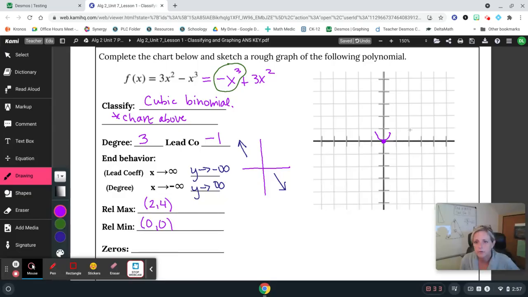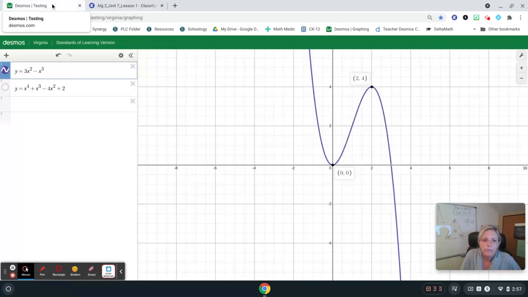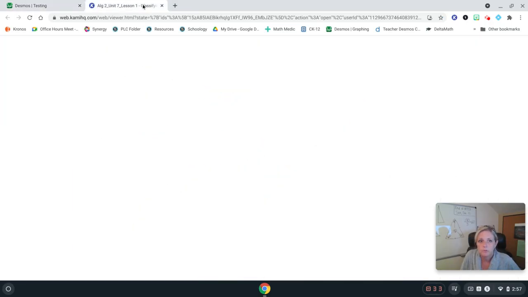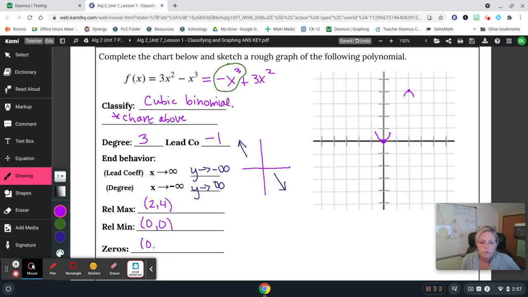I can go to my graph and I can plot that point, and I can also just put a little cup there reminding me this is a maximum. Okay, and then I want to find my zeros. Well, one of them I already have at 0, 0. Whoops. And the other one is over here at 3, 0. So I have 2 zeros. Remember, my zeros are where they cross the x-axis.